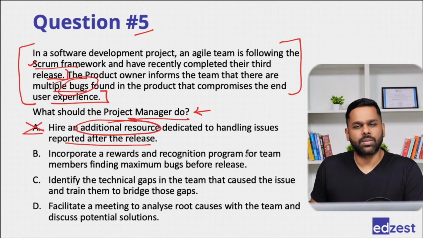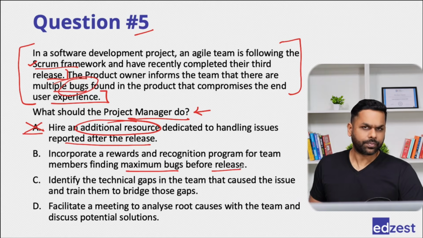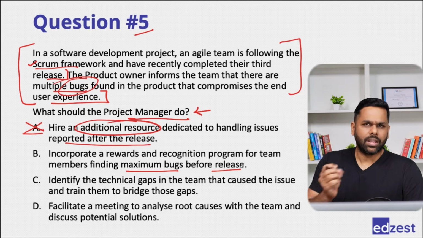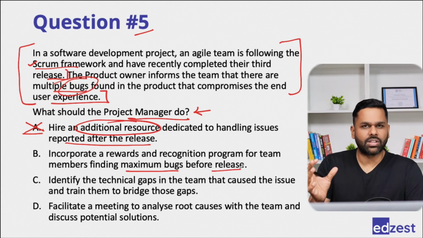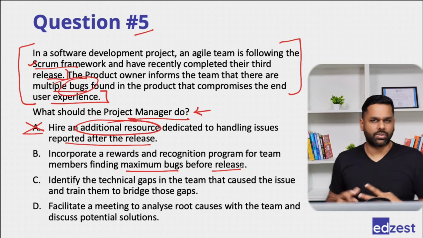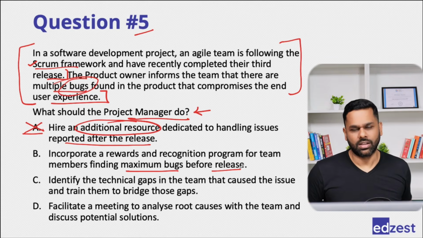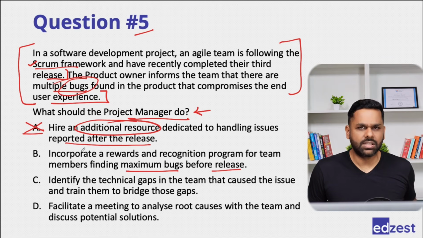Incorporate a rewards and recognition program for team members finding maximum bugs before release. So this will help us in preventive action. Right? In a way you are saying that we will provide rewards to whoever finds the maximum bugs, so that we can find a lot of bugs through competition and these bugs don't get released to the customer end or the user end. So it looks like a good choice, but it prevents the problem.